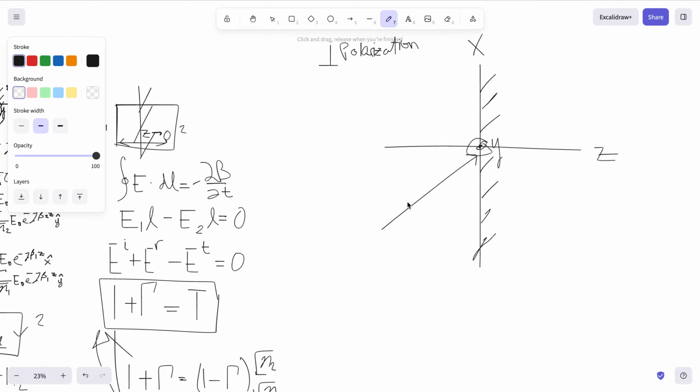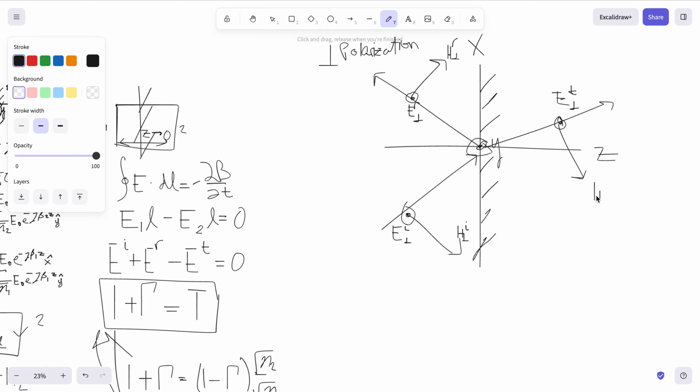So if we have our incident E incident here, and I will write perpendicular, and then our H incident here, perpendicular polarized, then we will have E sub R perpendicular, H sub R perpendicular, and we will have E sub T perpendicular and H sub T perpendicular polarized, with our theta sub T transmission angle, reflection angle, and incident angle.